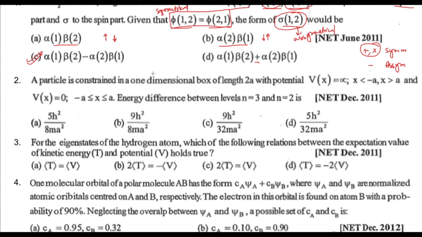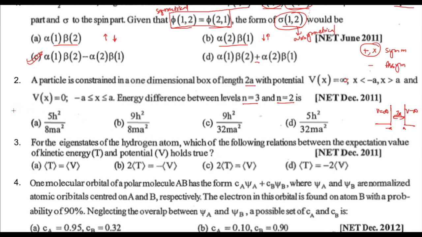Then it says that a particle is constrained in a one dimension box of length 2a with potential V(x) equal to infinity where x is less than minus a and x is greater than a. So if this is the one dimensional box, in that particular case your V is equal to infinity in both these regions, and this is minus a and this is a. So the length of the box becomes 2a. What they are asking is the energy difference between levels n equals 3 and n equals 2. So this is a very direct and very easy question basically.